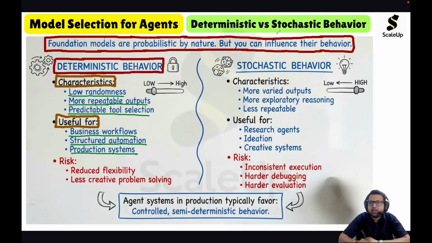Now the risk involved with deterministic behavior is reduced flexibility. Deterministic behavior cannot handle uncertain scenarios. So that's why the system will be more brittle, rigid. Any uncertainty, it will break. So reduced flexibility and less creative problem solving.